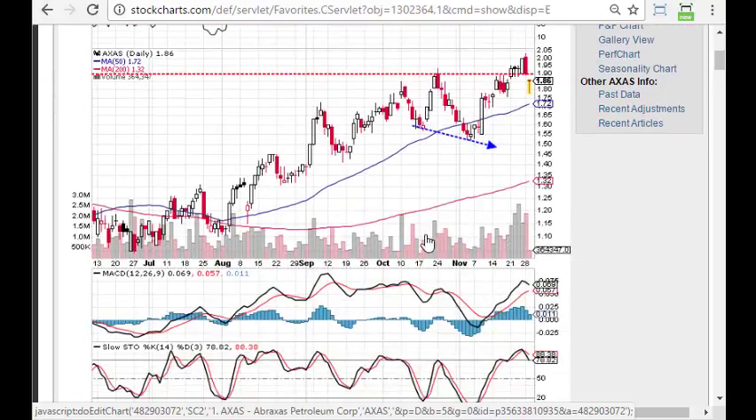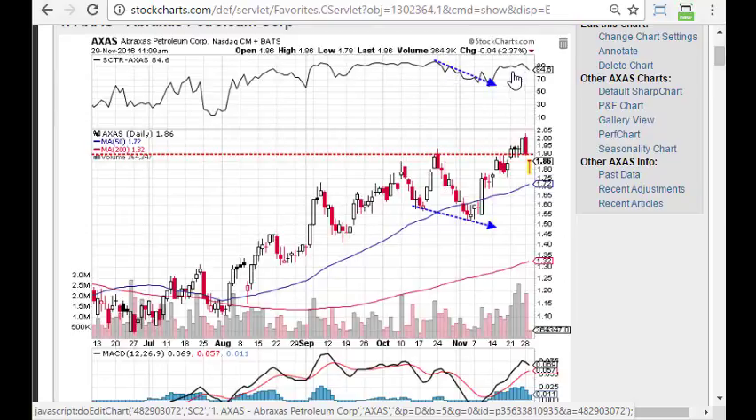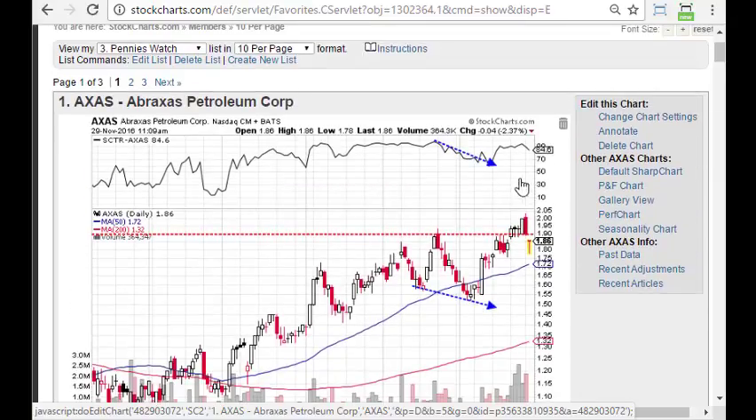So those are the three criteria: the scatter plot above 70, the price staying above the moving average, and then the price of the stock also. We're dealing with penny stocks, so less than $10 for sure. So these are the three criteria I used to put these stocks on this list.